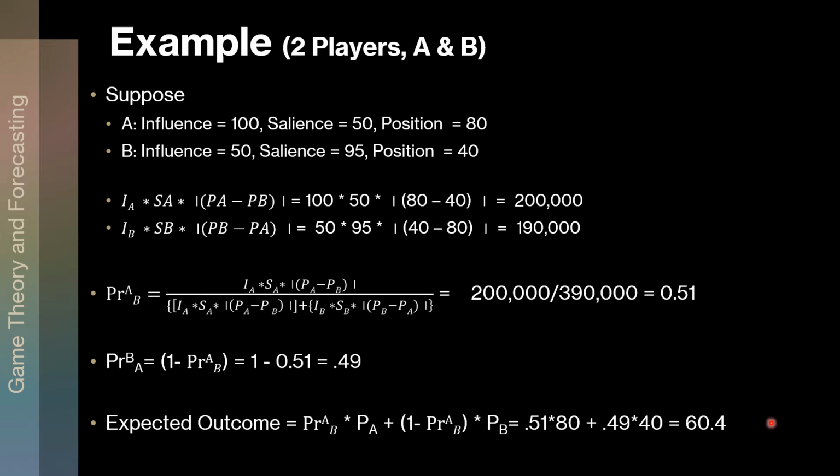This is the prediction of the outcome, that if these guys fight it out, they're going to come up with something. Do we need to round here? Probably not. We should probably just say 60, or we shouldn't have the decimal point. 60.4, I don't know, but it's a 60. We're going to come out about halfway between their two positions, because even though A is twice as influential as B, A does not care as much. There's less salience. B is very salient. So it's basically an even match between the two.